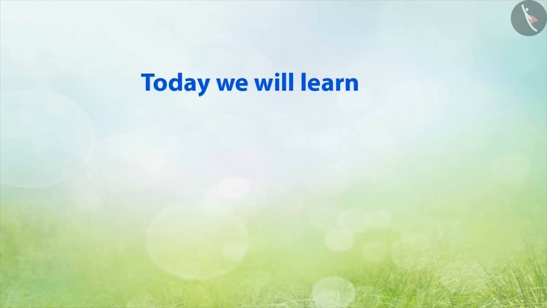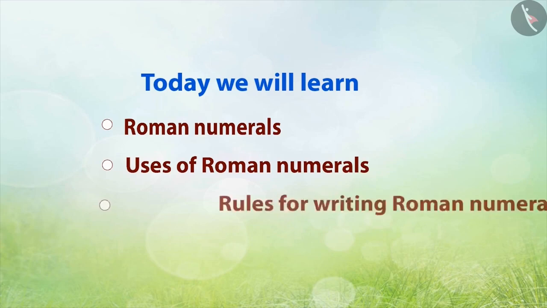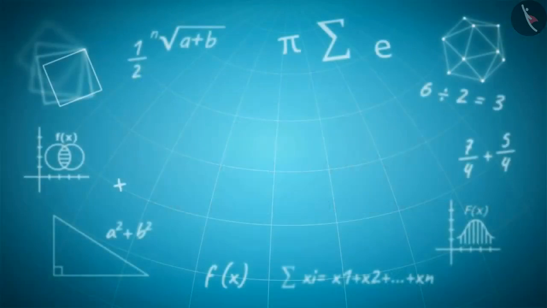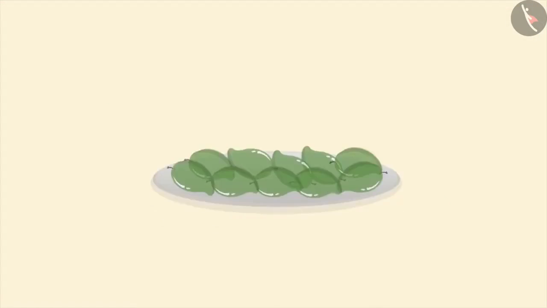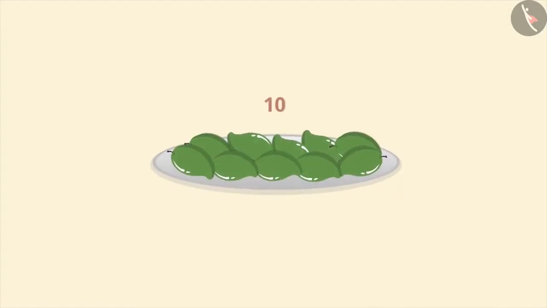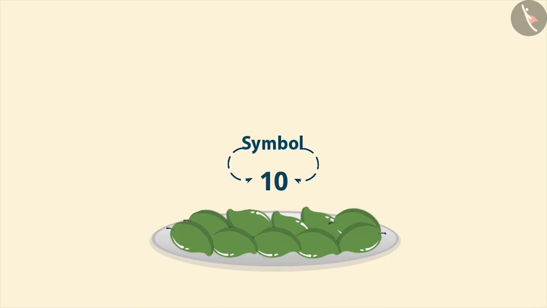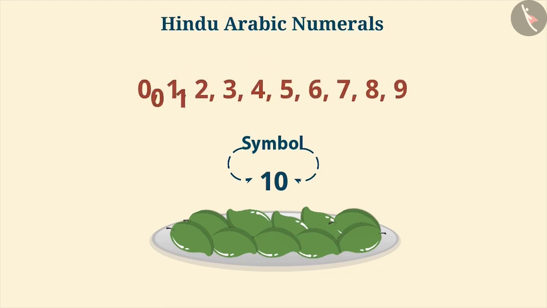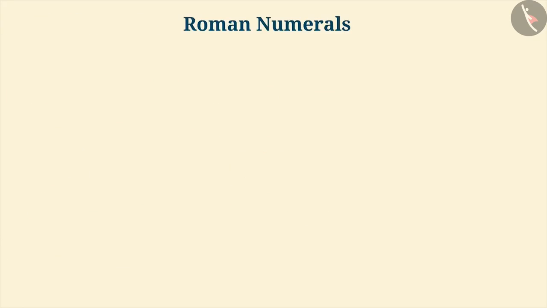Today we will learn what Roman numerals are, their uses and the rules for writing them. In order to count, we need numbers, and to express the numbers, we need symbols. We use the Hindu-Arabic numeral system to express numbers using digits from 0 to 9. There are similar methods to express numbers. In this video, let us talk about an ancient system which is called Roman numerals.